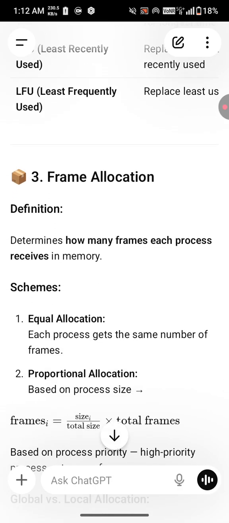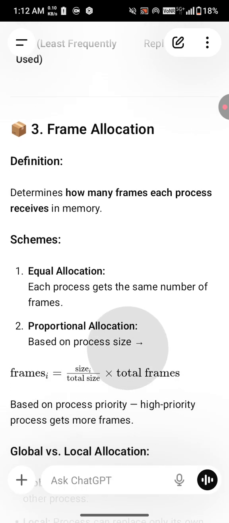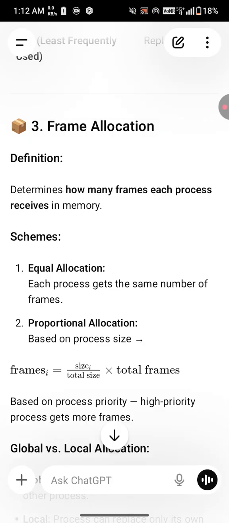Frame allocation. Definition: frame allocation determines how many frames each process receives in memory. Some schemes are equal allocation and proportional allocation. Equal allocation: each process gets the same number of frames. Proportional allocation: based on process size.